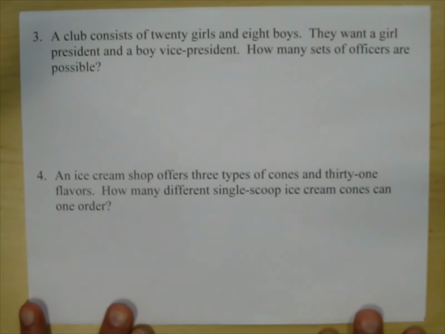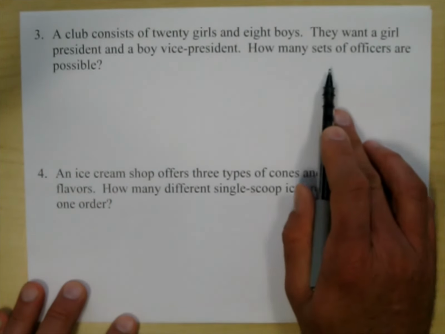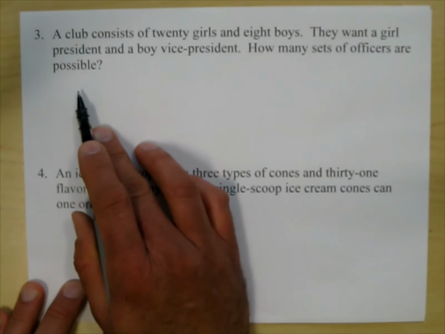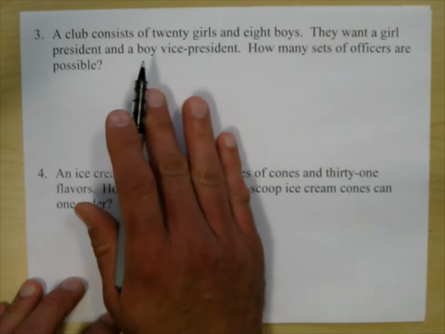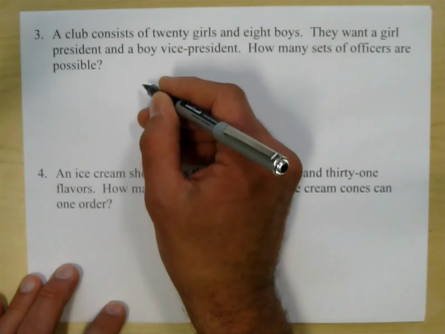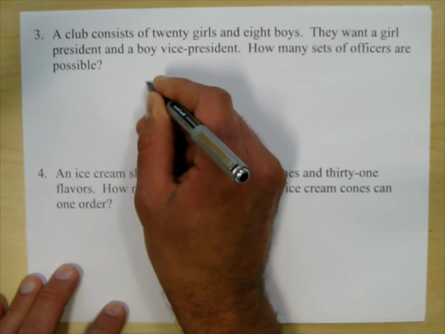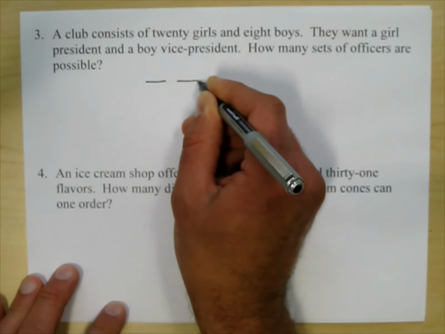A club consists of 20 girls and 8 boys. They want a girl president and a boy vice president. How many sets of officers are possible? So I'm going to do something new on these problems. I know we can just get the answer by multiplying numbers together, but I'm going to start making these little lines. This is going to help in future sections.